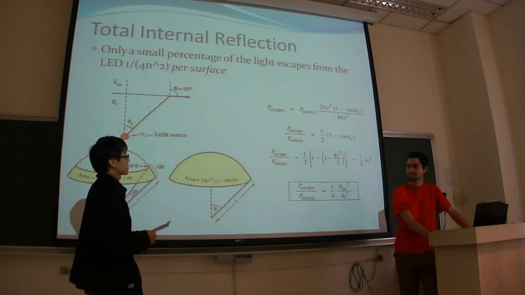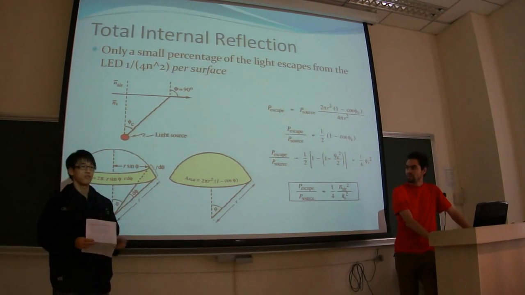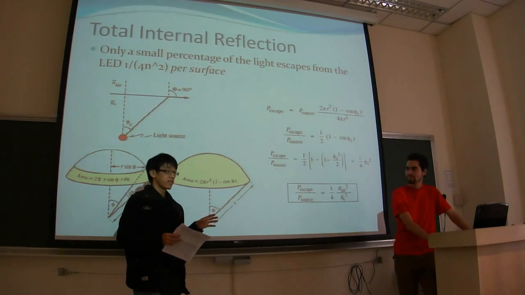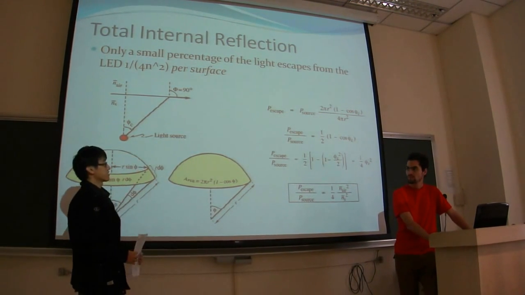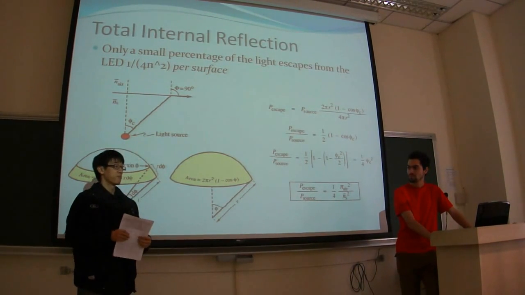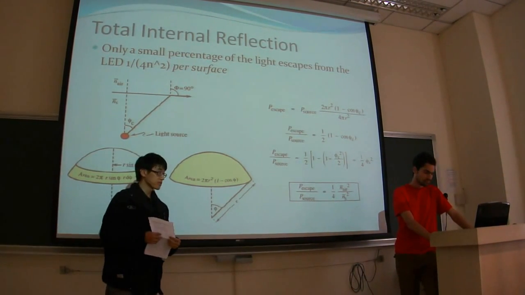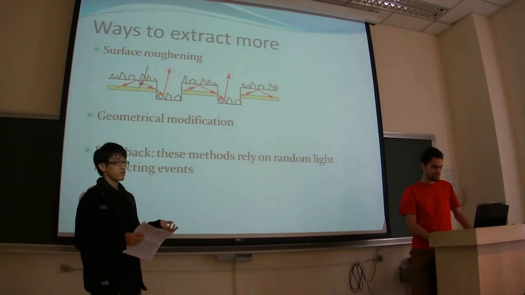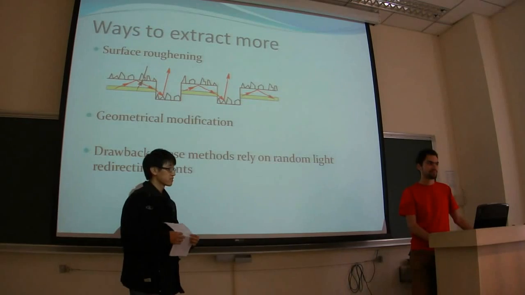So next. First, I will get started with some easy parts. The total internal reflection. I hope everybody still remembers this. If you have an LED without any other ways to extract the light, only about 1/4 n squared of the light escapes per surface. So next. There are some other ways to extract more light.